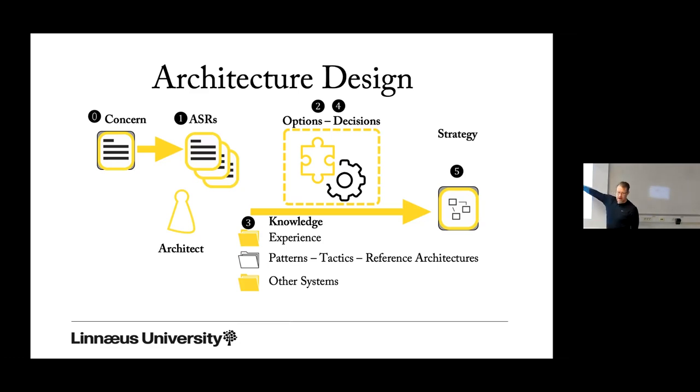And that's a strategy that is, so to say, designed, because there are different alternatives, and the different alternatives have different, so to say, properties, good or bad. And the architect's responsibility is to balance and find the best mix to meet the requirements in the concerns raised by the system stakeholders.